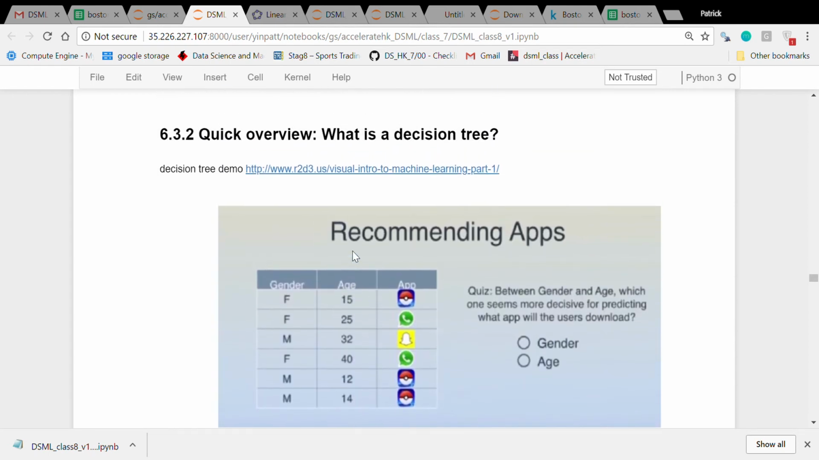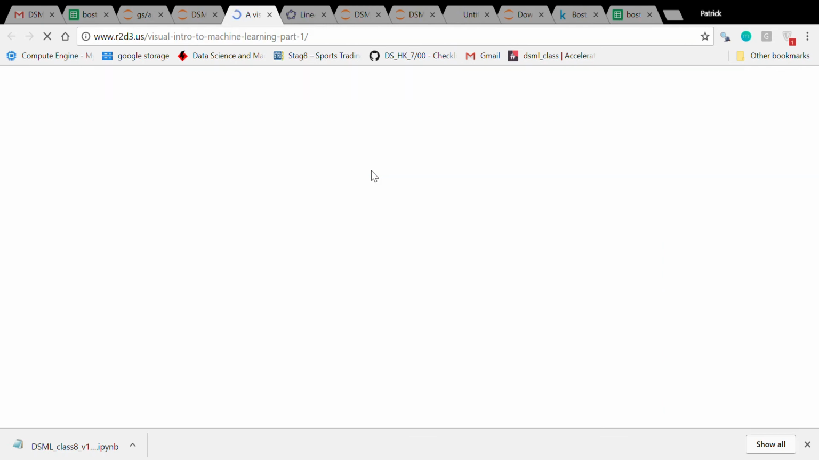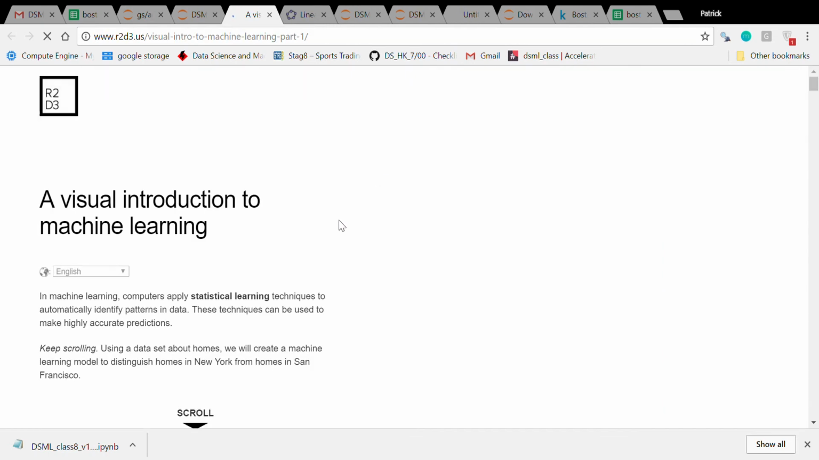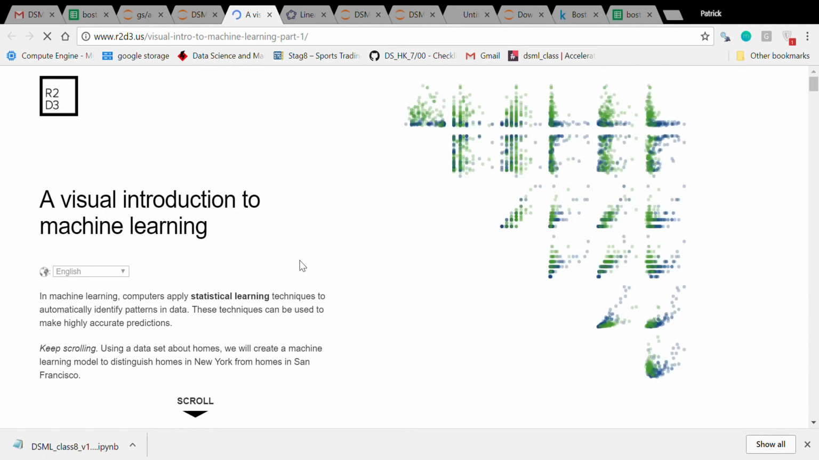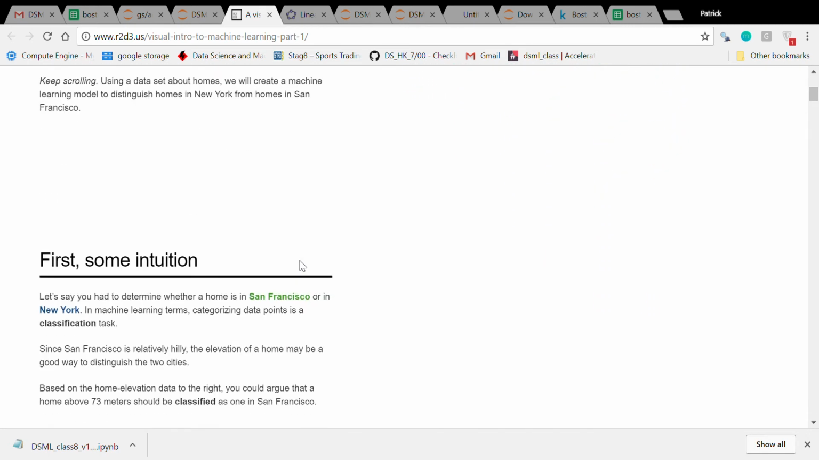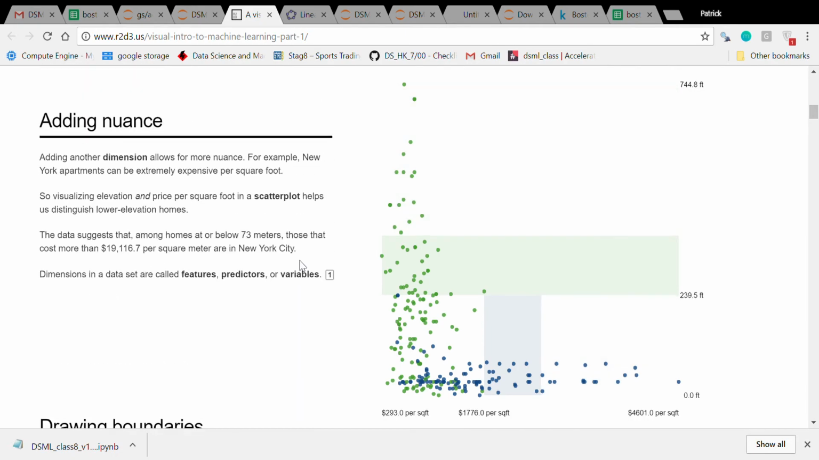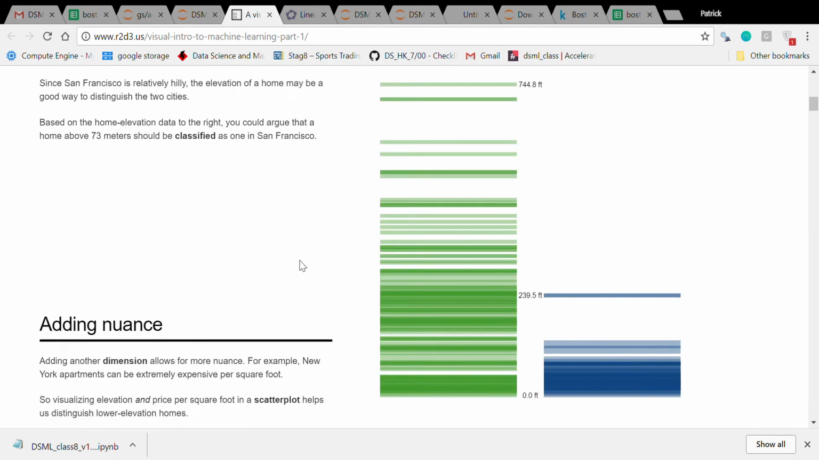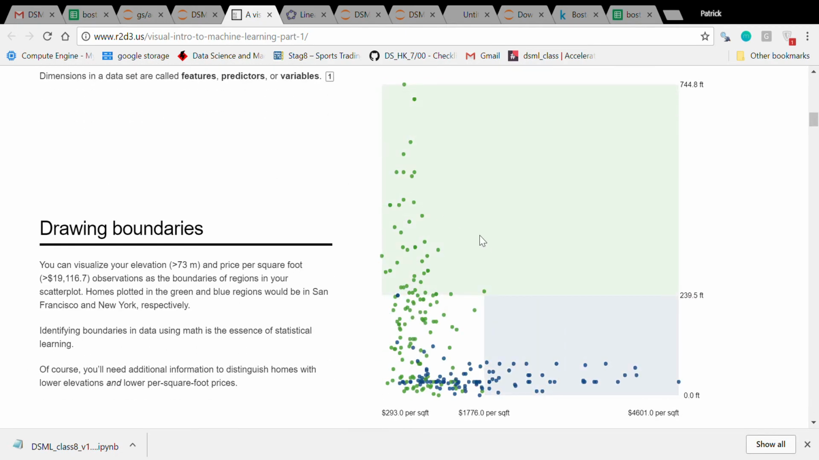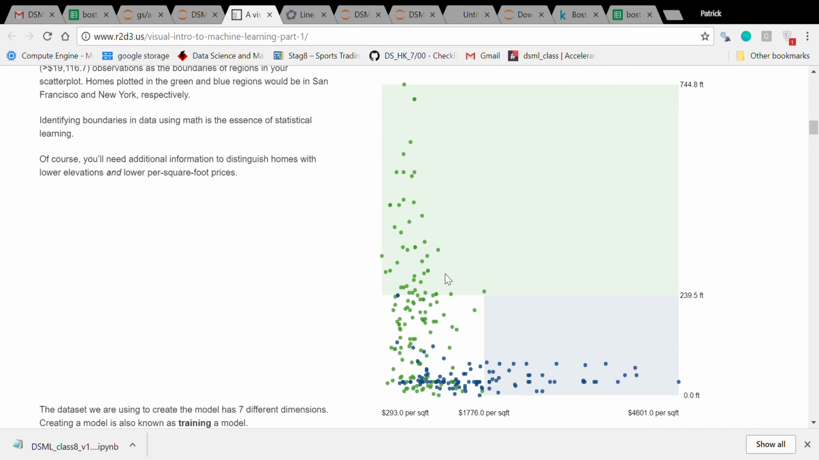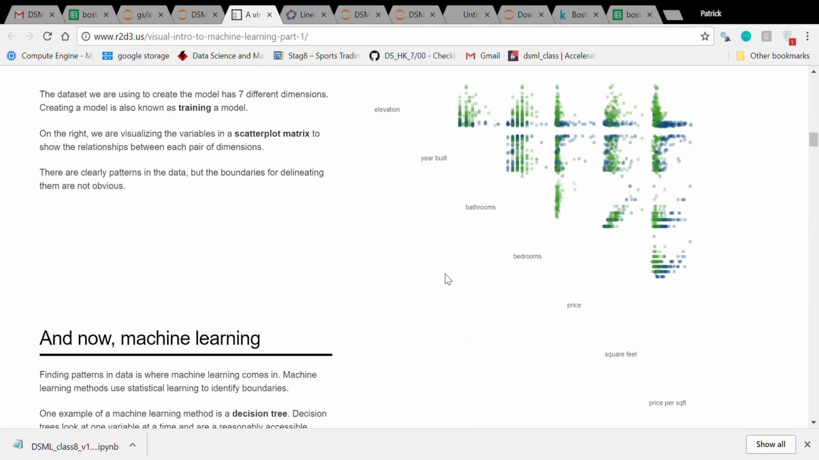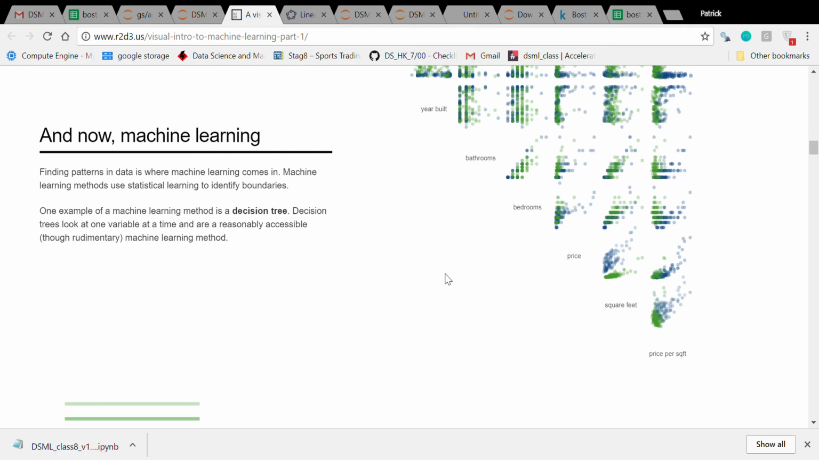Okay, this one is decision tree. This is a very good visualization for a decision tree. Once you keep on scrolling, the right hand side shows some animations of what's actually going on in the algorithm.